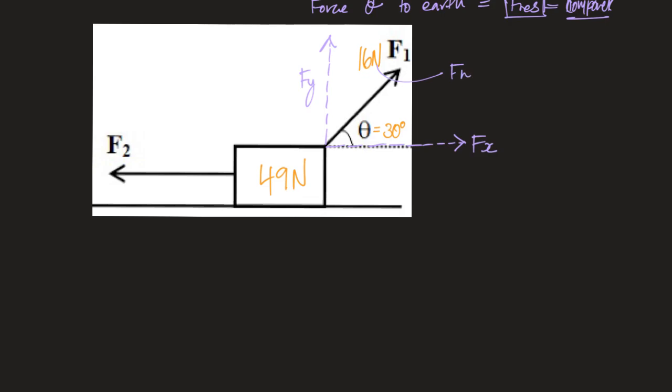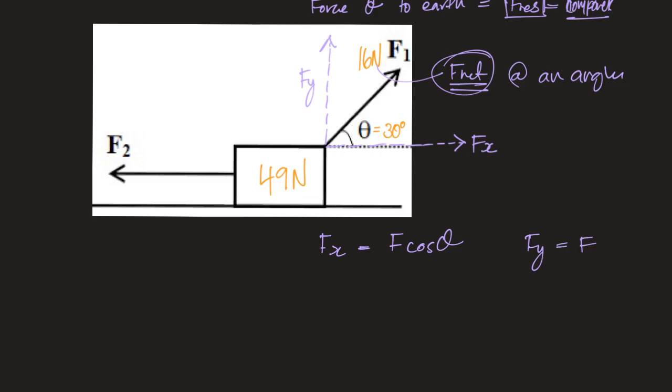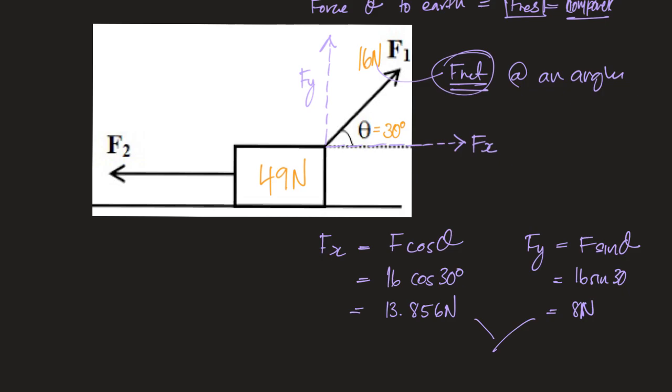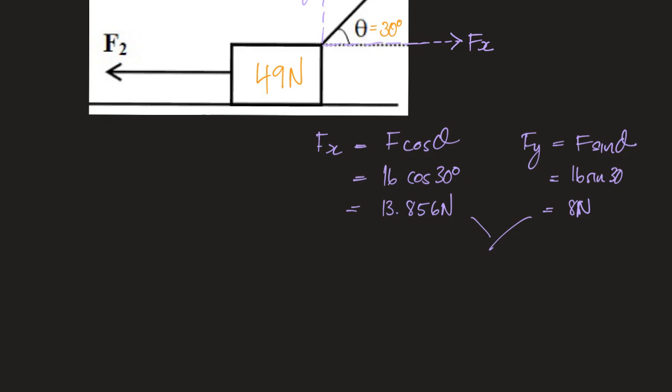So far this 16 here is F net, but at an angle, so I can't use that value. I need to sort out my components. Fx is equal to F cos theta, and Fy is equal to F sine theta. For F cos theta, I've got 16 cos 30 degrees, and that gives me 13.856 newtons. For Fy, I've got 16 sine 30, and that gives me 8 newtons. For now, I'm just using these values, so I'm not going to round off or write directions.